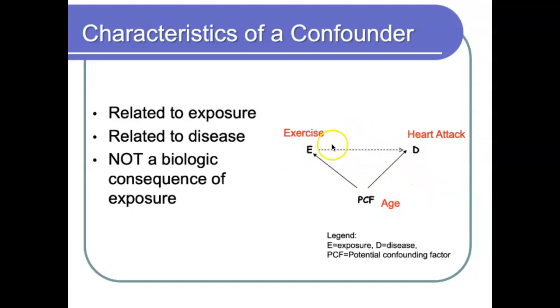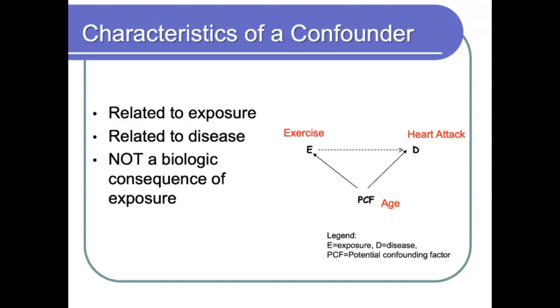So age doesn't fall on this causal pathway. This would be an example of a variable, age, that could be considered a potential confounder, given that it has the characteristics of a potential confounder. Now, in the first part of this video, I briefly mentioned the relationship between alcohol and lung cancer.